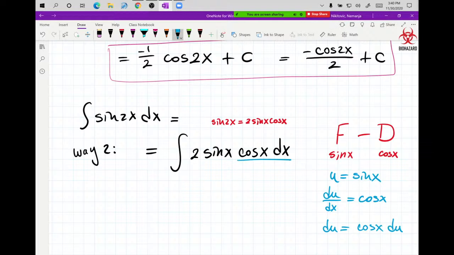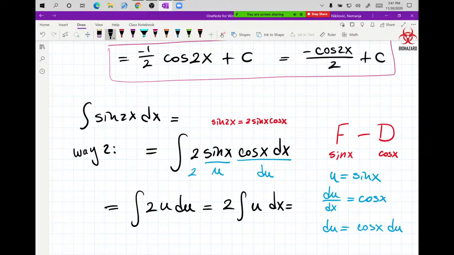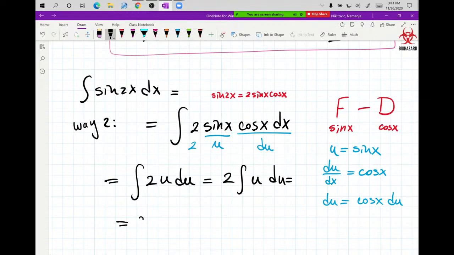This here is the du. This here is u. And I have this extra 2 and the integral sign. That was easy. That's the integral of 2u du. We went from a trig integral down to, can I just integrate u? And the answer is hopefully yes. It's going to be u squared over 2 plus c. So the whole thing is just u squared plus c.